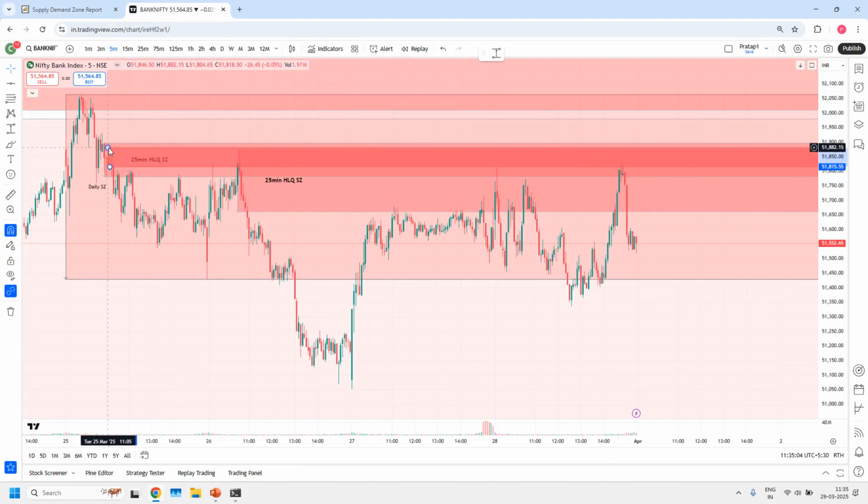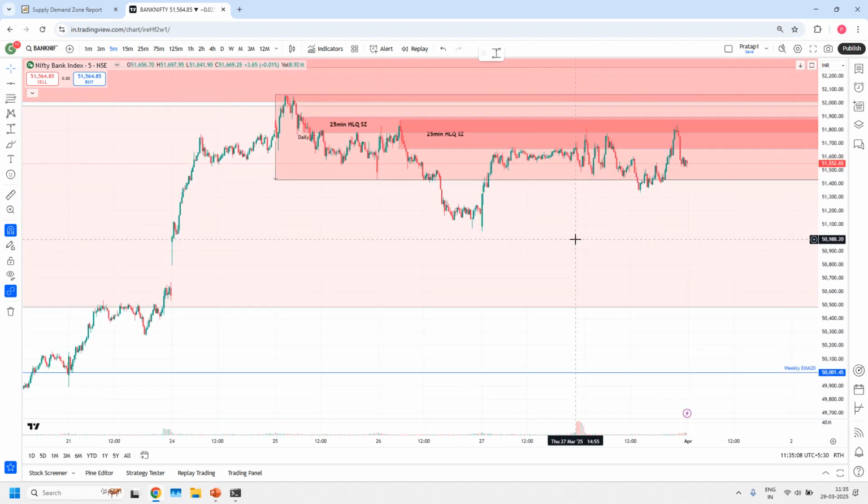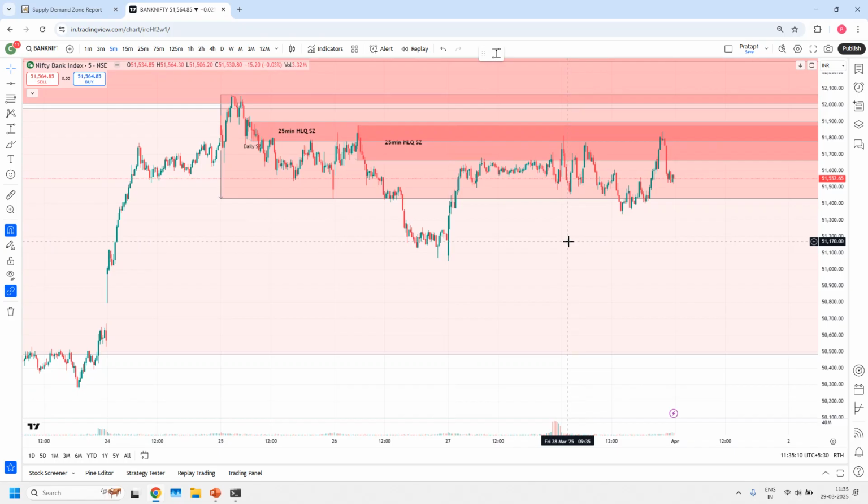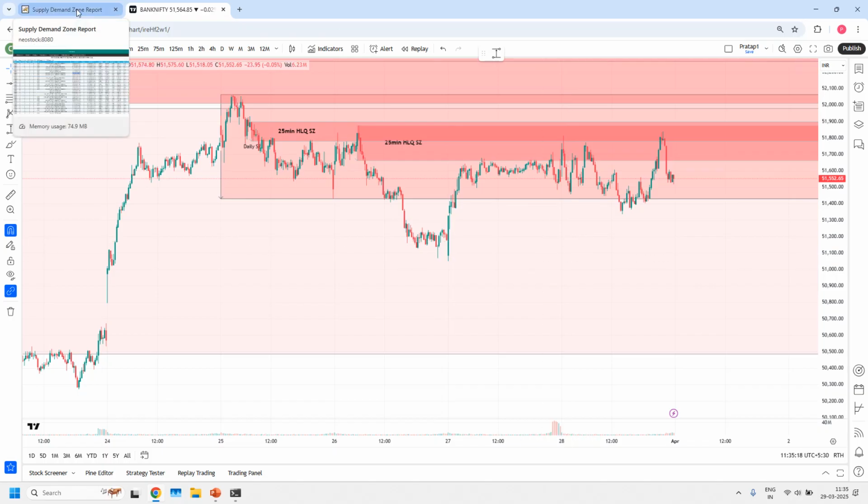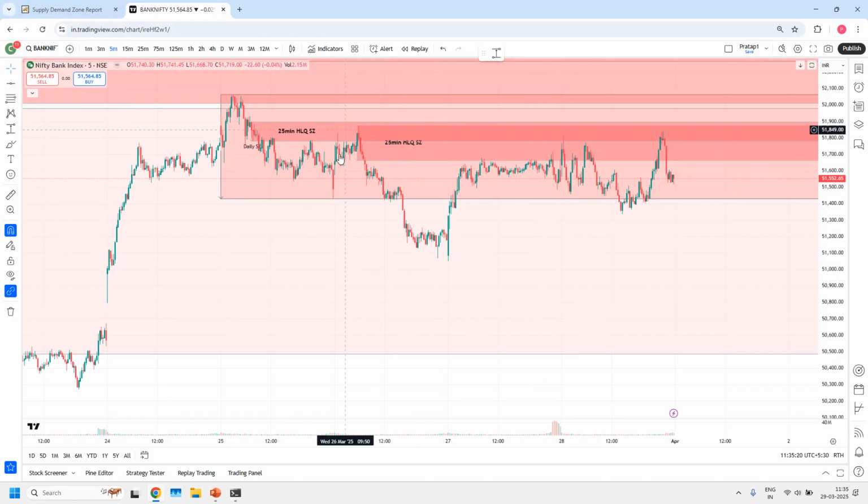Let me delete this fine-tuned zone for the time being. But how you fine-tune, you already learned in lesson 16, the fine-tuning the zones concept. These 25 minutes, both these zones are LOTL zones.